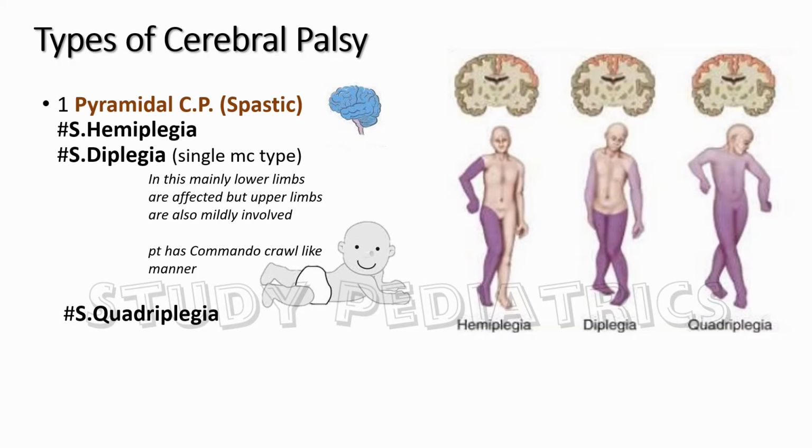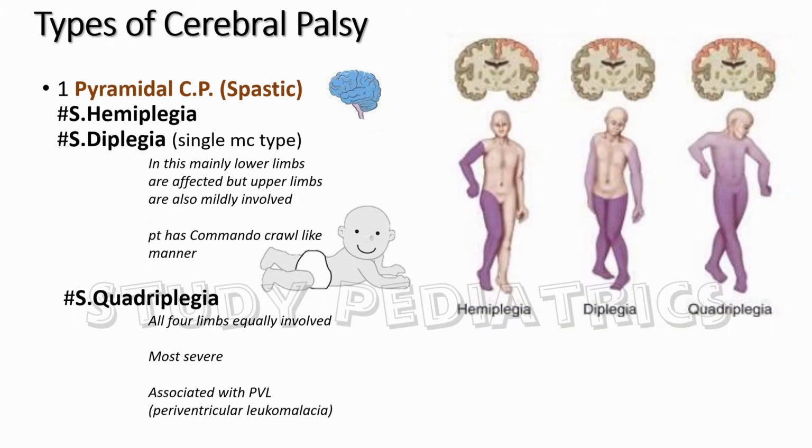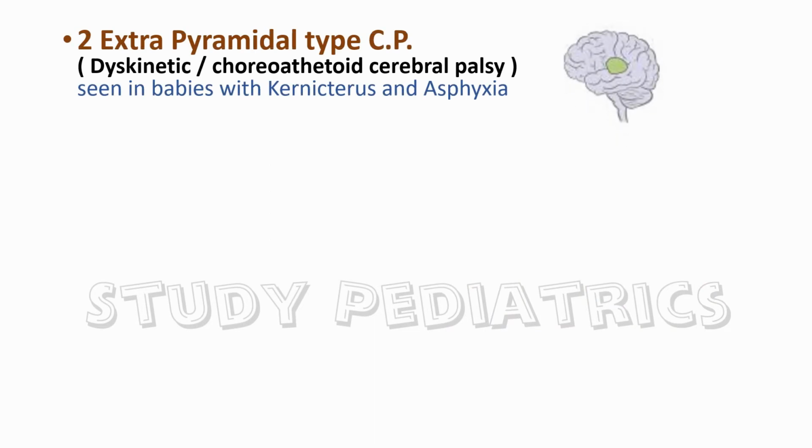Now coming to spastic quadriplegia. In this, all four limbs are equally affected. It is the most severe among spastic types and is also associated with PVL, periventricular leukomalacia. Other types of cerebral palsy include the extrapyramidal type of cerebral palsy, also known as dyskinetic or choreoathetoid cerebral palsy, seen in babies with kernicterus and asphyxia.